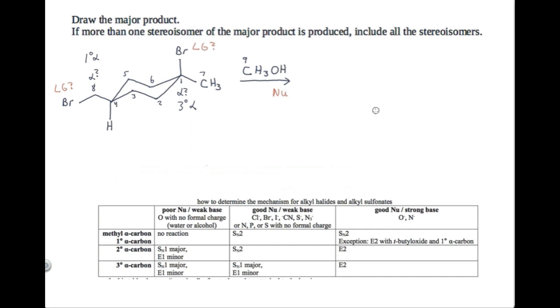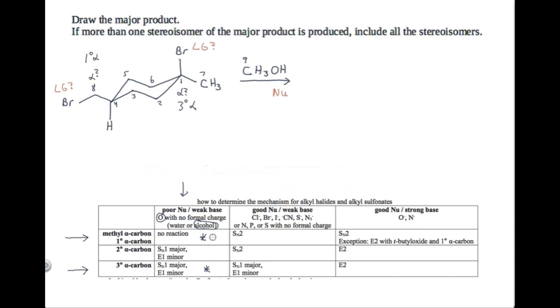Well, if we decide to use carbon 1 as the alpha carbon, that would put us in the bottom row of the table. And if we decide to use carbon 8 as the alpha carbon, that's a primary alpha carbon, that would put us in the top row of the table, whereas carbon 1 was tertiary. Now we're in the left column of the table, because this neutral oxygen in the alcohol is a poor nucleophile. So if we were using this row, we would say that there is no reaction. Whereas if we were using this row, we would say that the major product would come from an SN1 reaction.